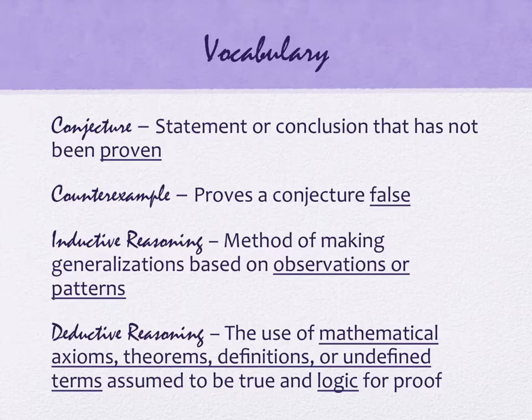And then there are two types of reasoning. One type of reasoning is called inductive reasoning. And it's a method of making generalizations based on observations or patterns. And then deductive reasoning is when you use mathematical axioms, theorems, definitions, or undefined terms assumed to be true, and logic for proof.